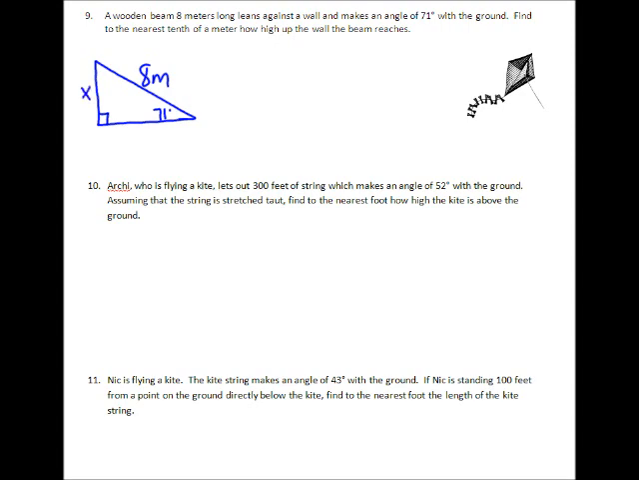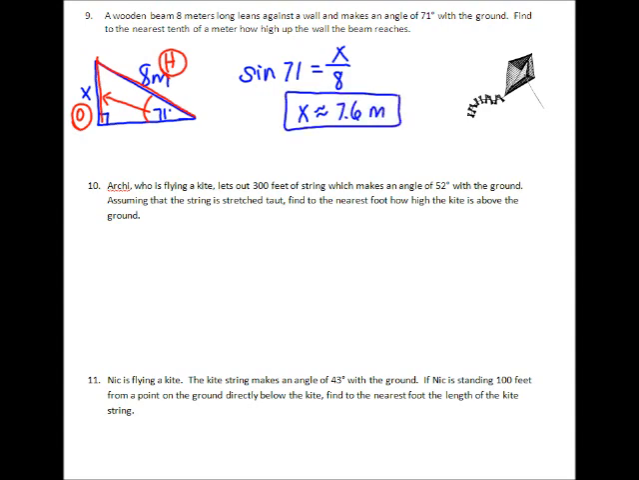So which trig ratio would I use? You have to look at the angle. What is this segment? What is this segment? This is H. And in relation to the 71, this is O. So this is going to be an OH or sine problem. Sine of 71 equals x over 8. So you're going to multiply both sides by 8. And 8 times sine of 71 is approximately 7.6 meters. Now you see why I wanted you to use units.